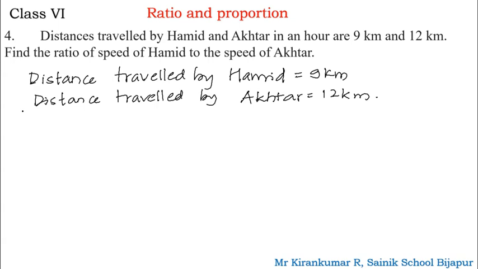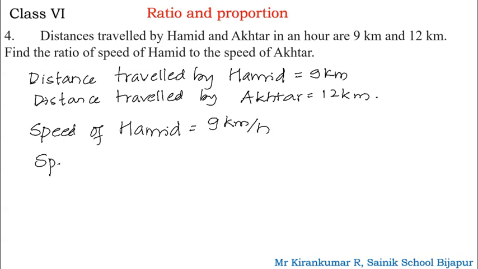We need to find the speed. We all know that distance upon time taken is the speed. Here, the speed of Hamid is 9 km divided by 1 hour, which is 9 km per hour, and the speed of Akhtar is 12 km per hour.